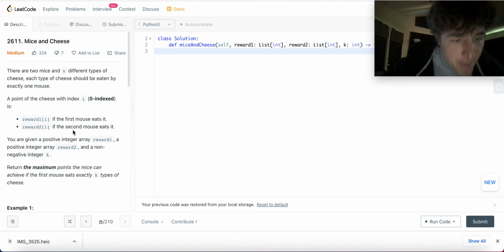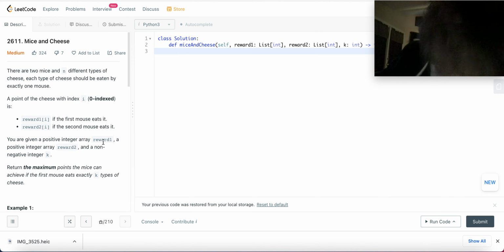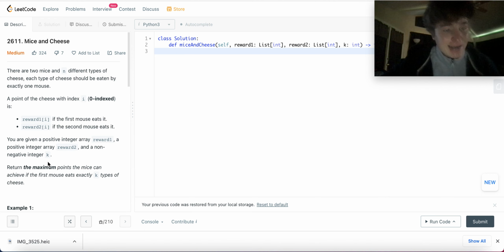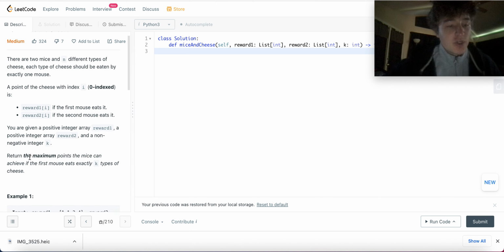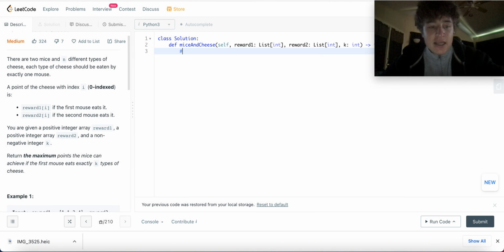Okay, so you're given a positive integer array reward1 and positive integer array reward2 and a non-negative integer k. You want to return the maximum points the mice can achieve if the first mouse eats exactly k types of cheese. Okay, so the constraint here is we want to maximize the points, right? If we wanted to maximize the points, then we would just give everybody as much cheese as possible, that would maximize the points, right?